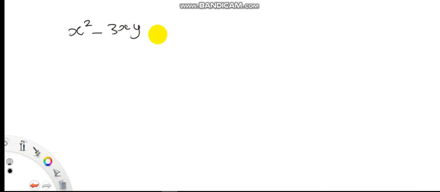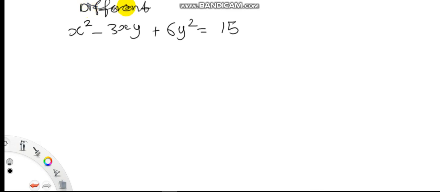Here we are asked to differentiate the function. So we are given x squared minus 3xy plus 6y squared all equal to 15. Okay, we are asked to differentiate. Right, so we say solution.